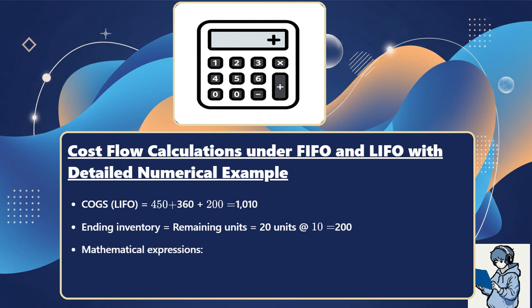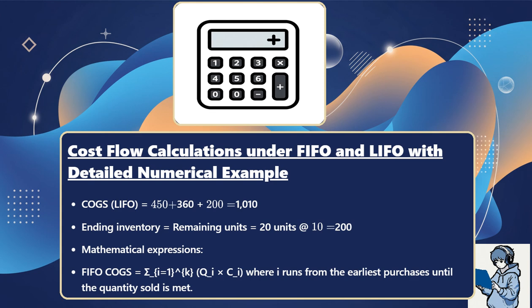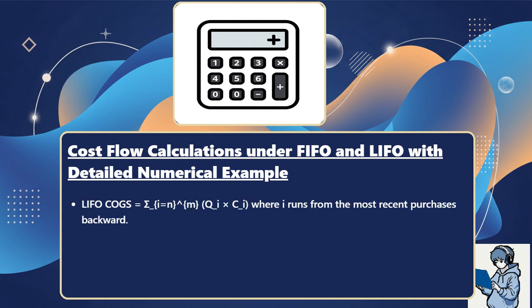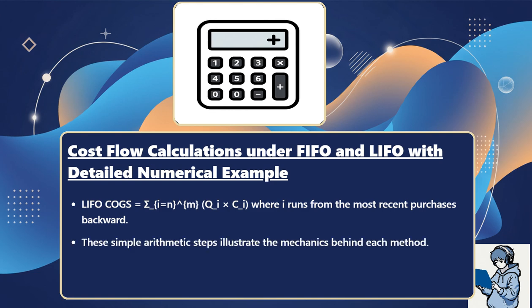Mathematical expressions. FIFO COGS equals sigma of i equals 1 to k of quantity i times cost i, where i runs from the earliest purchases until the quantity sold is met. LIFO COGS equals sigma of i equals n to m of quantity i times cost i, where i runs from the most recent purchases backward. These simple arithmetic steps illustrate the mechanics behind each method.